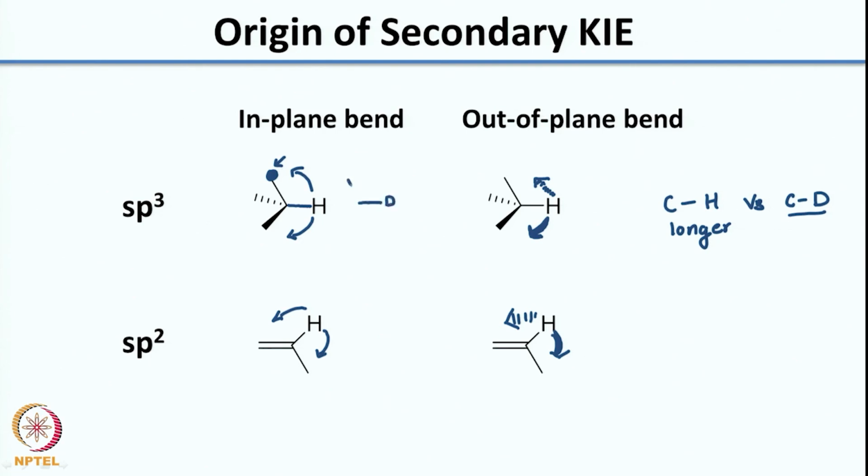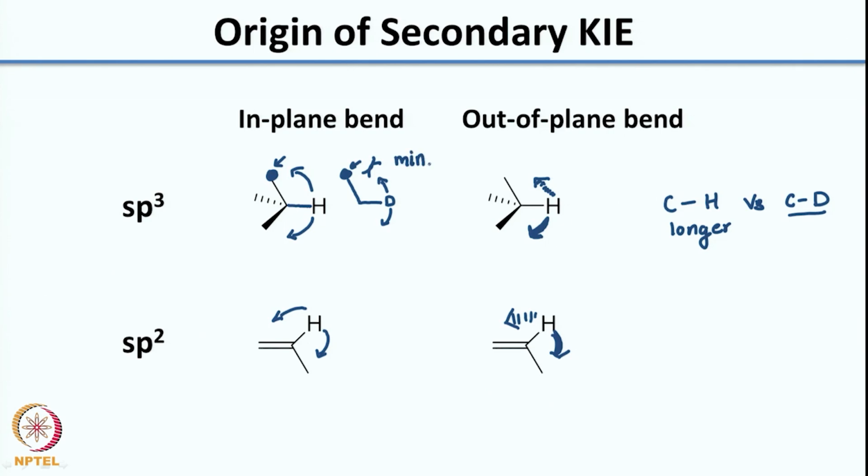So when you compare a CD bond, this bond length remains the same because we have not done any substitution here. What happens is, this movement is smaller. So this steric interaction is minimized.